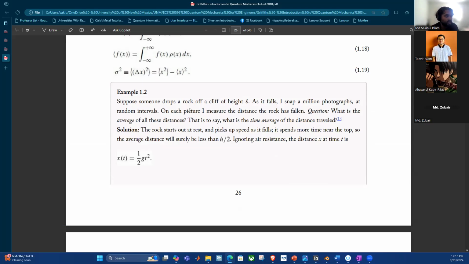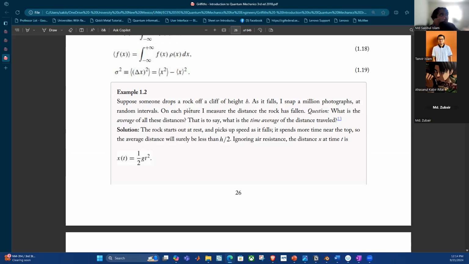There are no discrete things actually, and you are taking photos. Each time you take a photo, you are randomly shuttering the camera, and each photo covers some distance. So what is the average of all those distances? You have to calculate that. It asks you to calculate that.